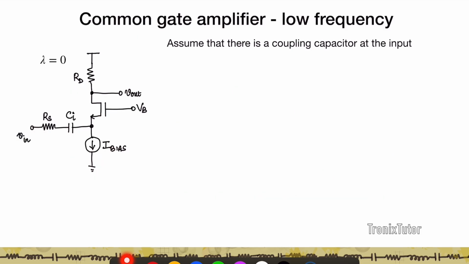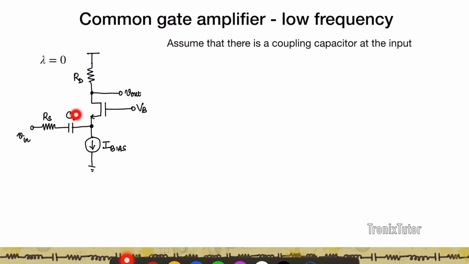Okay, all right. So let's switch gears and talk about the common gate amplifier. To remember, in the common gate amplifier, the input is given at the source of the transistor, the gate is biased, and the output is pulled from the drain of the transistor. So let's keep it simple now and suppose lambda is equal to 0, and let's say I've used a coupling capacitor. So we look at the low frequency side of things first.